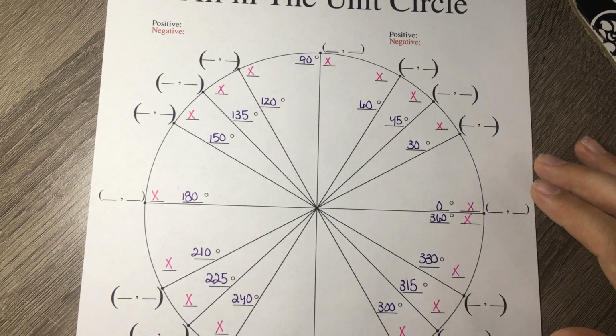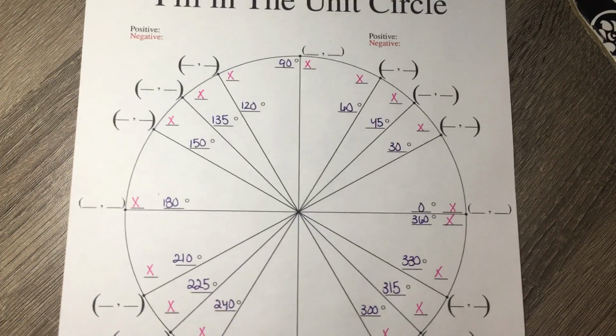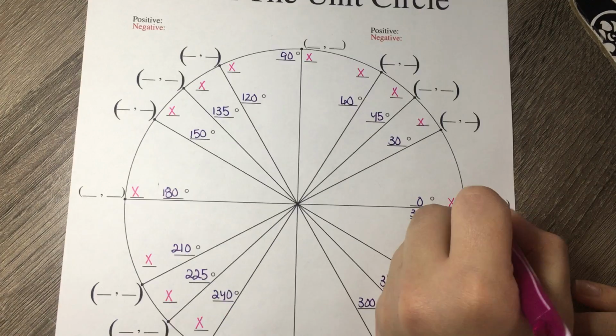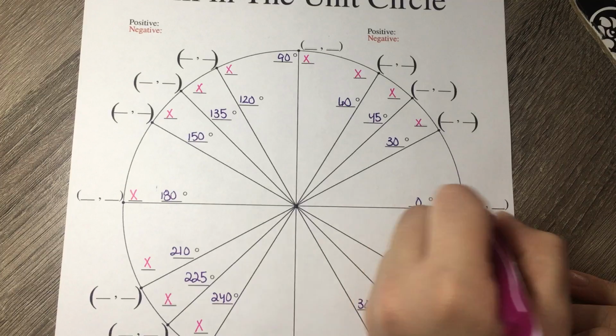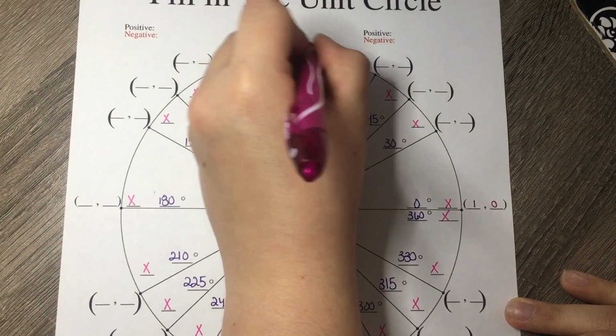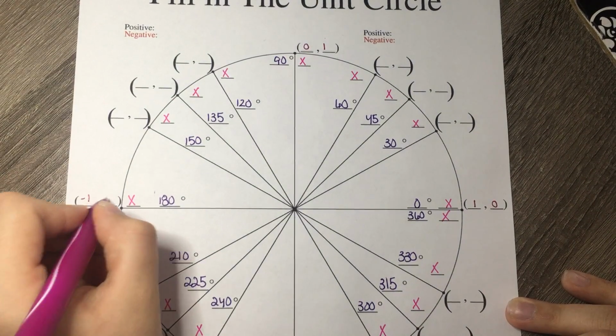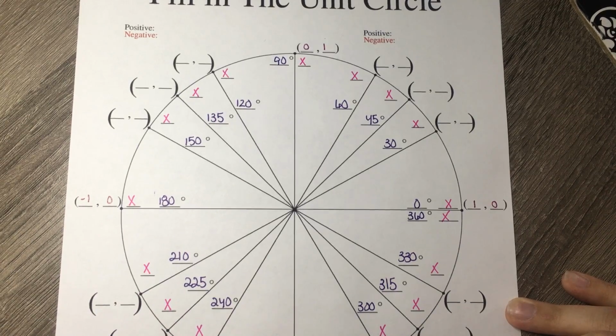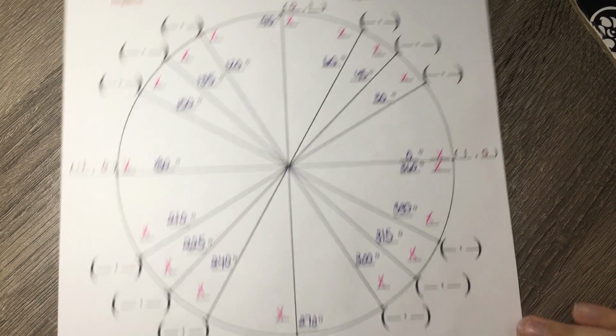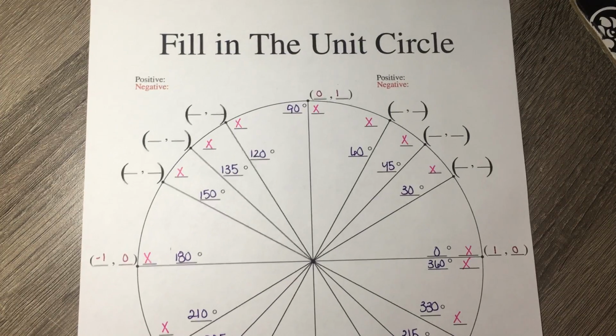Now I think it's really helpful and super easy to fill in the quadrantal coordinate points, because we know that this is radius 1. So this point is 1, 0, this point is 0, 1, this point is negative 1, 0, and this point is 0, negative 1. All right, now is where things get fun.